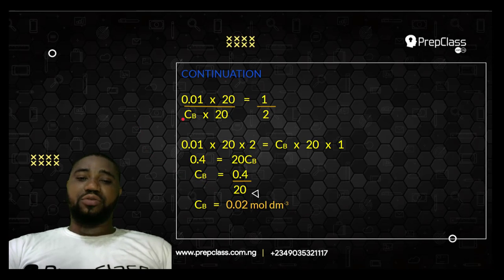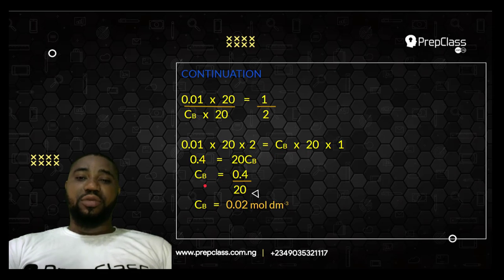So just substitute the values: concentration of the acid times volume of the acid, all over concentration of the base, CB times volume of the base, equals the mole ratio 1 over 2. Here you cross multiply. So 0.01 times 20 times 2 equals CB times 20 times 1. Now 0.01 times 20 times 2 will give me 0.4. Then CB times 20 times 1 will give me 20 CB.